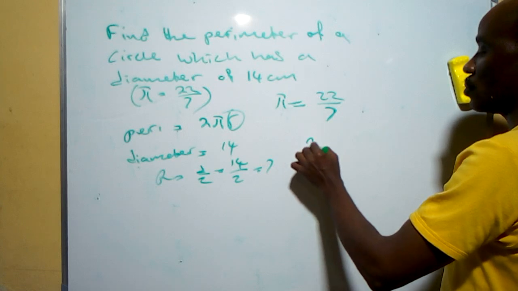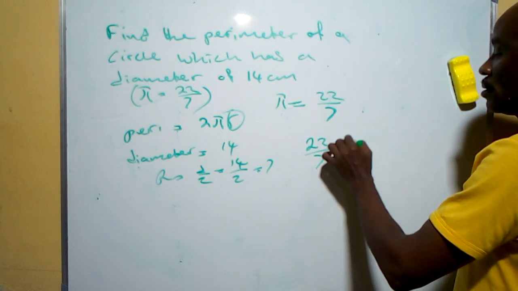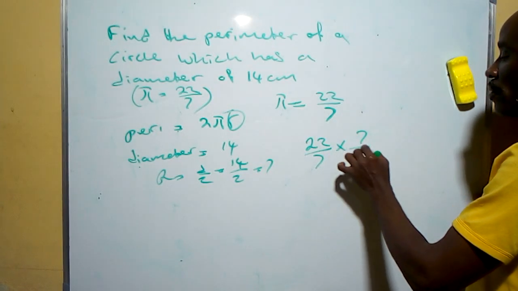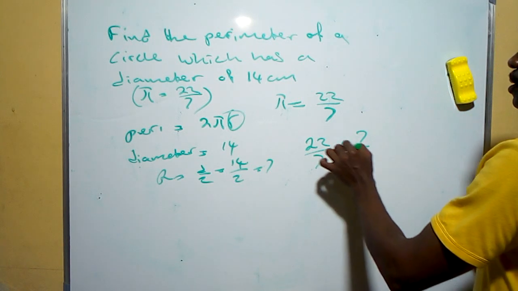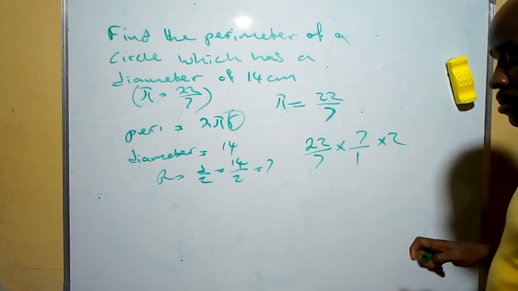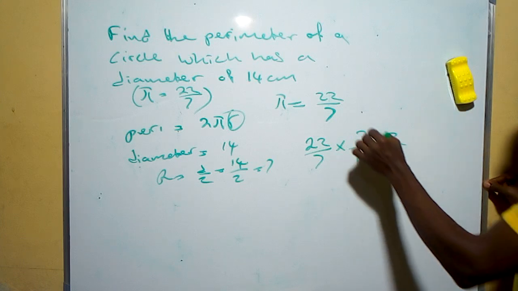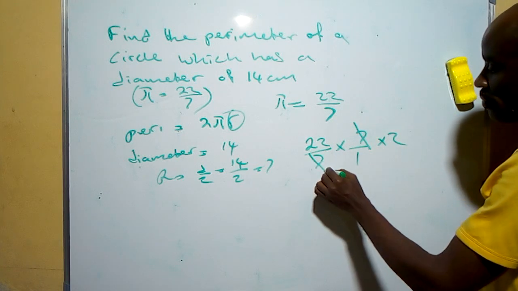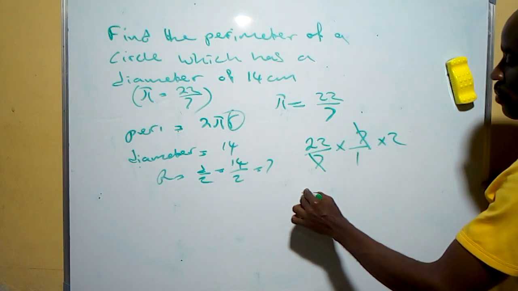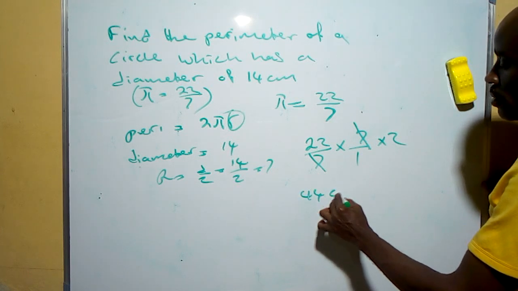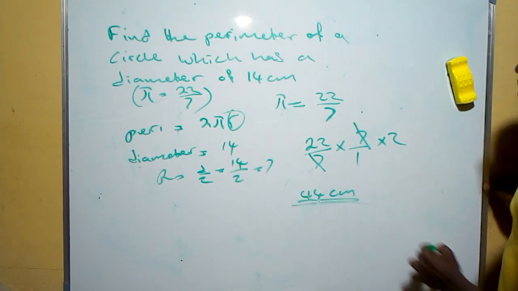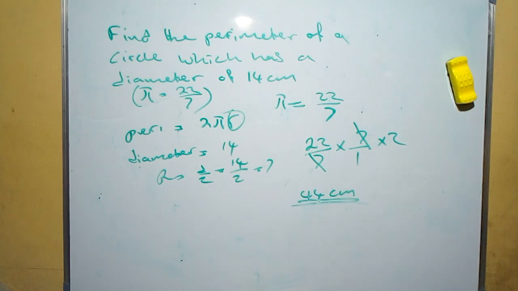And then to substitute, we have it to be 2 times 22 over 7 times 7 over 1. So what we have here is that 7 will cancel out. Multiplying, we will have 44 cm. That's the perimeter of the circle.